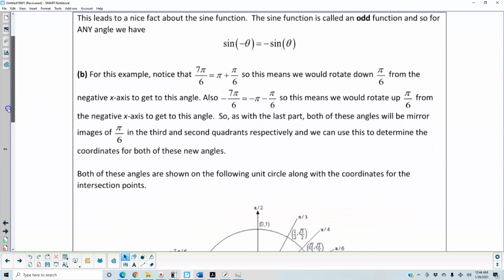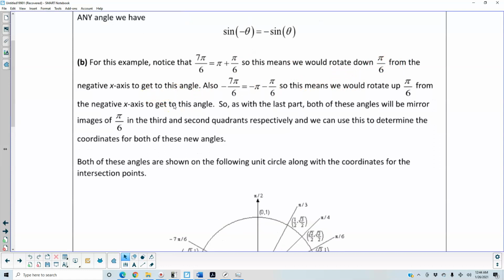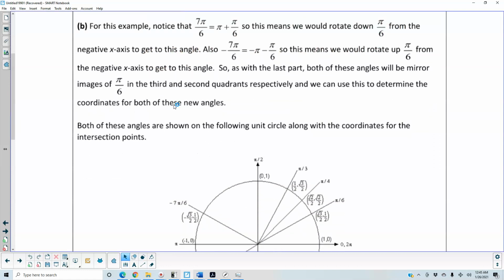Now for the next example, we notice that 7 pi over 6 is equal to pi plus pi over 6. So this means we would rotate down pi over 6 from the negative x-axis to get to this angle. So let's take a look at pi over 6.